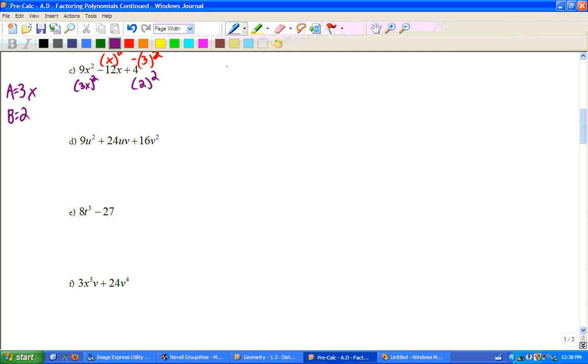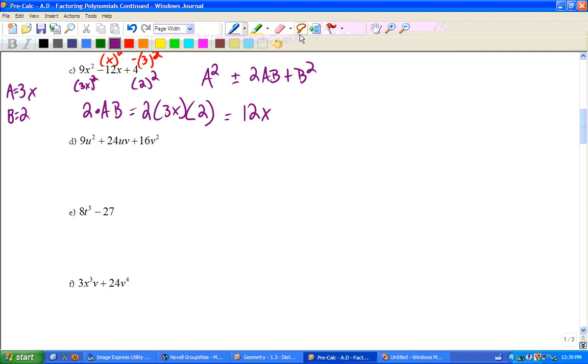Well, we need to check our middle term. For this to be a perfect square trinomial, it has to follow the form a squared, then either plus or minus 2ab plus b squared. So what we need to do is take our a value and our b value and say, in this case, what would 2ab equal? That would be 2 times 3x times our b value, 2, which equals 2 times 3 is 6x times 2 is 12x. Because this check of 2ab is the same value as the middle term here, 12x in both of these cases, we know this is a perfect square trinomial.